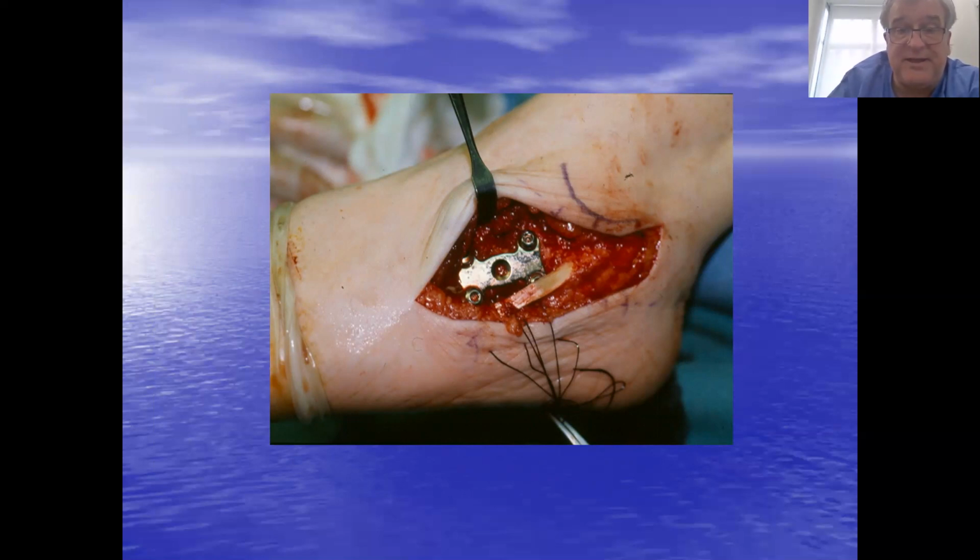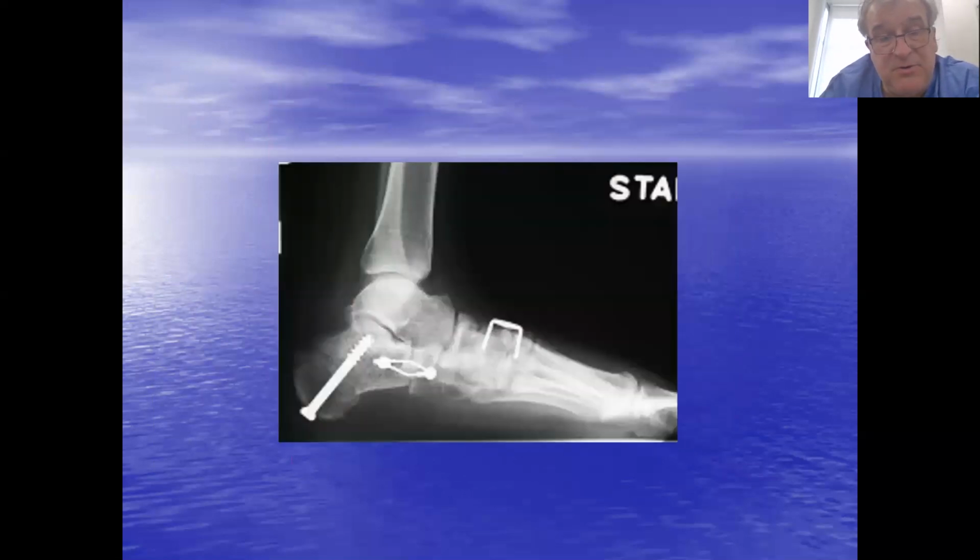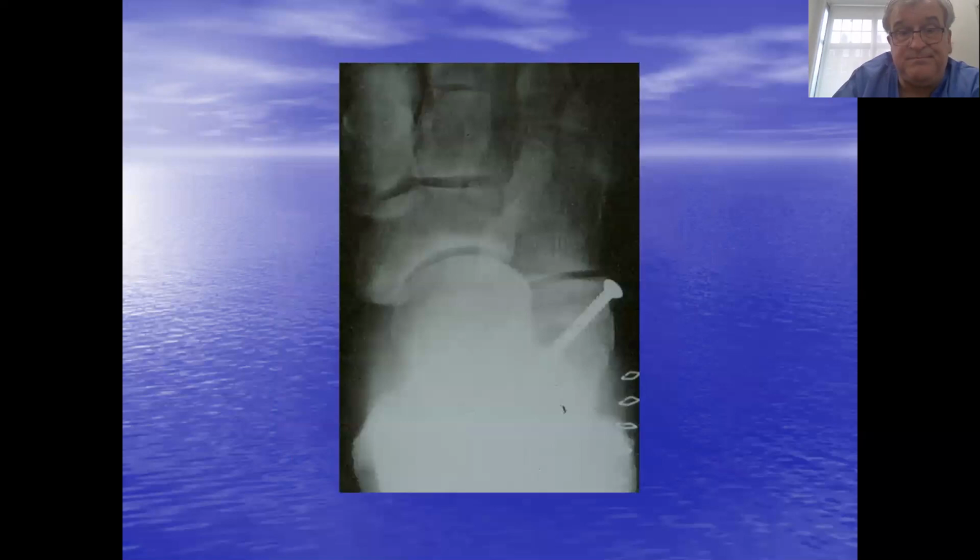But you've got to be careful with that plate because it can rub on the peroneals and give some problems. There you can see a calcaneal osteotomy, a lengthening calcaneal osteotomy, and the staple on the top is something else, which I'll come back to in a moment.